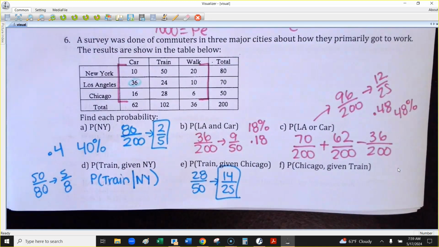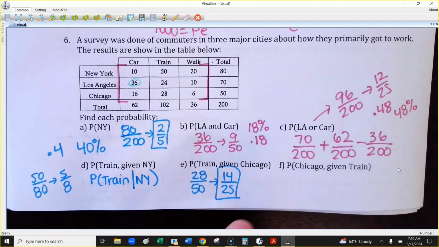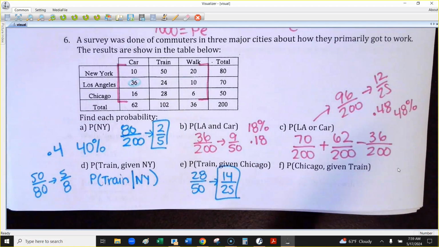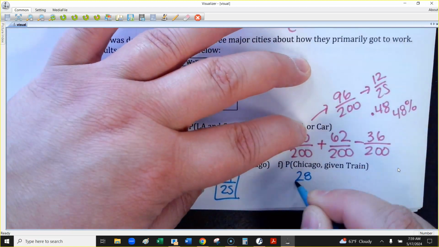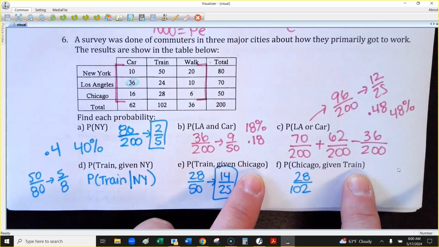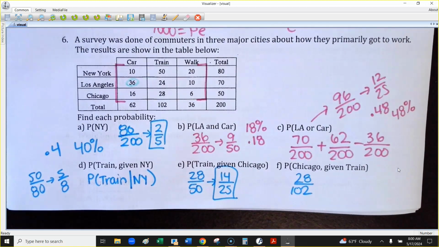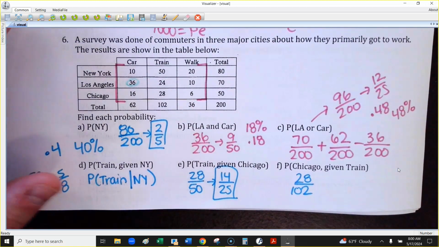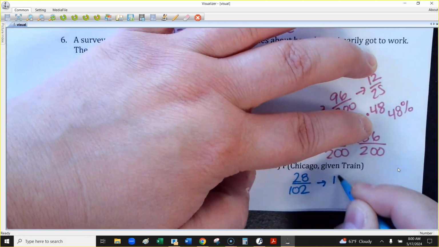All right, now this one's a little different. Given that you know the person rides the train to work, what's the probability they're from Chicago? So it's like the reverse of what we just did, but the probabilities are not going to be the same. I know I grabbed somebody that takes the train. What's the probability that they're from Chicago? Exactly, 28 over 102. If you have a given, whatever that's given to you, we're going to use that total in either that column or that row. So 28 out of 102, and this is going to reduce to 14 over 51.